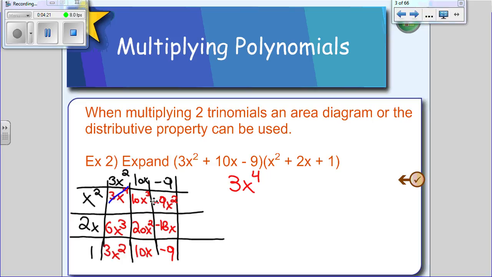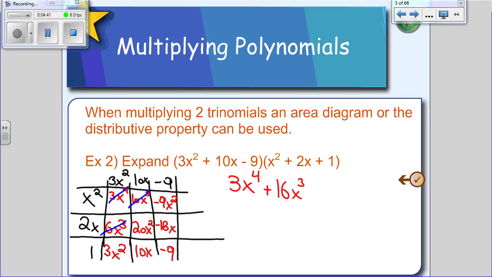My next term was 10x cubed. Do I have any other x cubes in here? 6x cubed. So I have 10x cubed, 6x cubed, that's plus 16x cubed. And you see that'll save you from writing out a lot if you're just doing your combinations as you go.